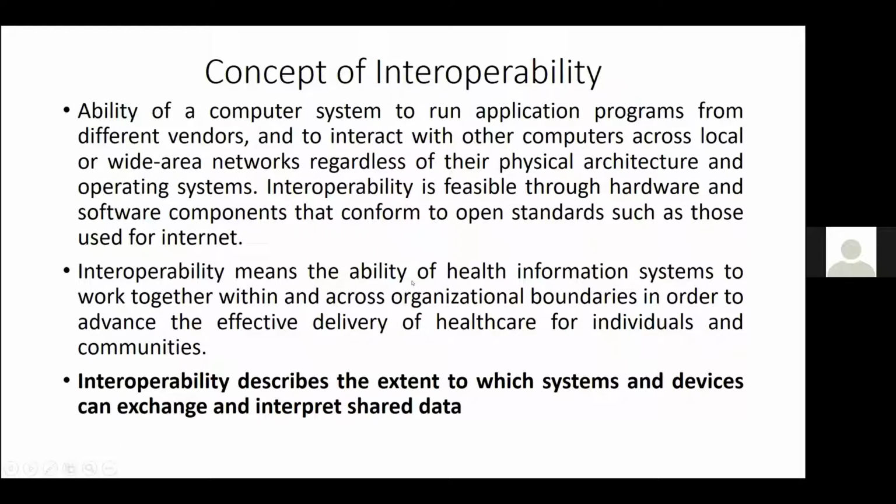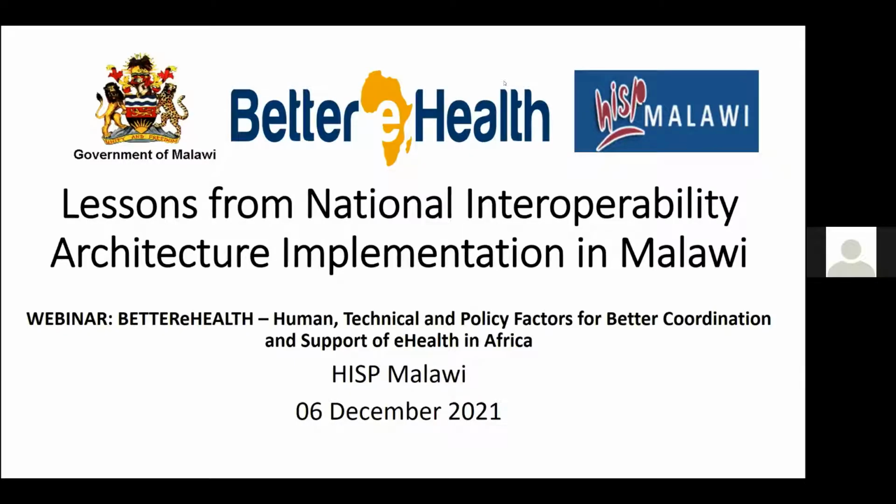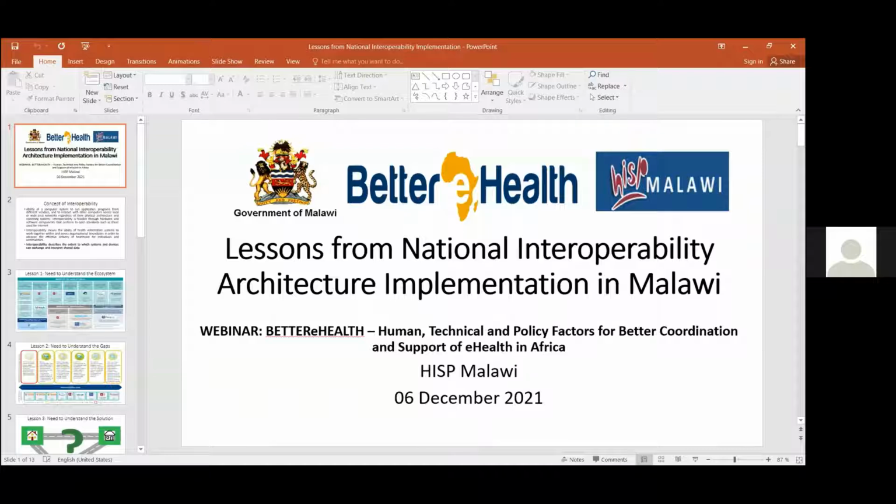So I'm presenting on lessons learned from interoperability architecture implementation in Malawi. This is work that we started as a country in 2016, and since that time, we have made some progress, and also we have learned some things that we would like to share.